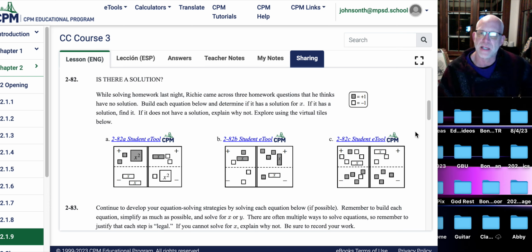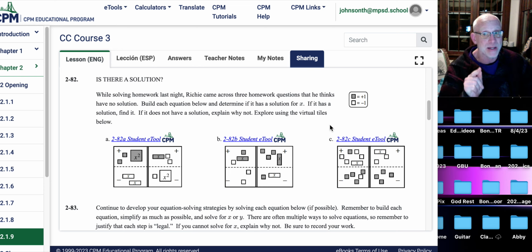Hey friends, these are the three problems we did yesterday with screenshots. It says, while solving homework last night, Richie came across three homework questions that he thinks have no solution. Build each equation below and determine if it has a solution for x. If it has a solution, find it. If it does not have a solution, explain why not. Explore using the virtual tiles below.